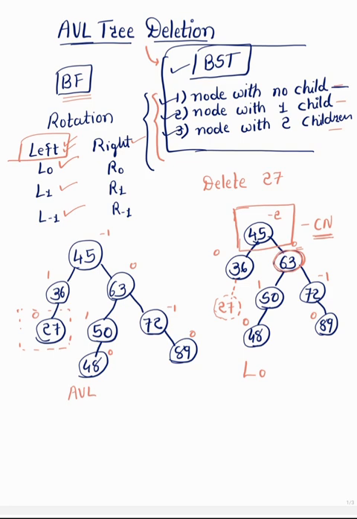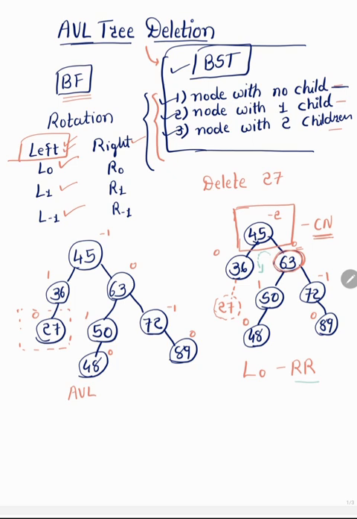Now L0 rotation is nothing new, but that's your RR rotation, right? So just quickly revise what is RR rotation. That means if you are having an RR rotation, you need to rotate your critical node towards the left side. That means this 45 is my critical node, I need to rotate it towards the left, right? That is my RR rotation. So L0 is nothing but your RR rotation.